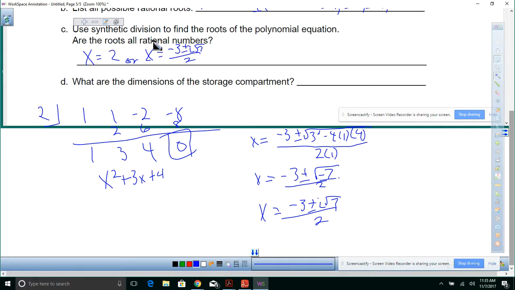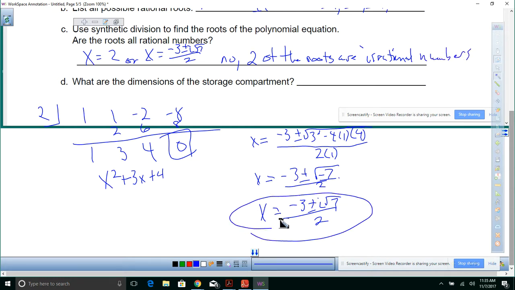Are all the roots rational numbers? No. Two of the roots are irrational numbers, and that's these two right here. Okay, those are irrational. So what are the dimensions of the storage compartment?